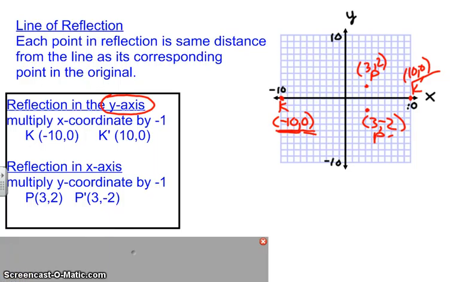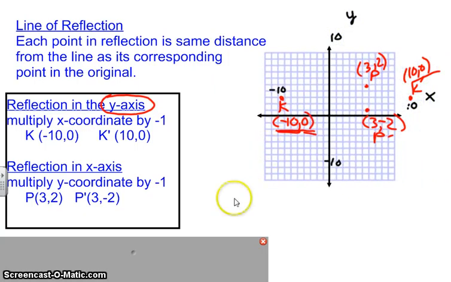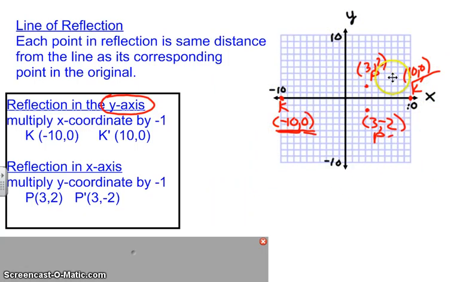Okay, so you will either be asked to reflect a point across an axis, and then you can go do it. Or someone might give you a picture, a graph like here, showing point P and P prime, and ask what is the transformation that took place? And you would say, oh, that's a reflection in the x-axis. It crossed the x-axis.